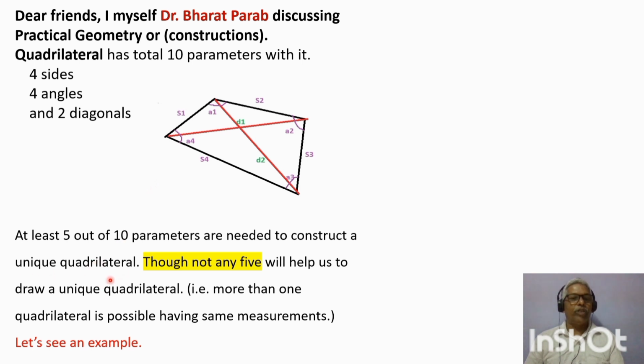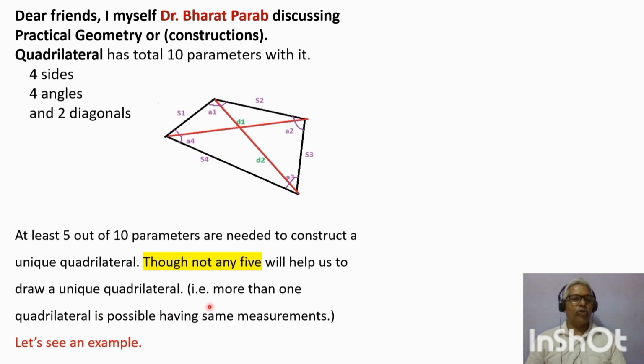What is unique? Unique means only one can be drawn. If you try to draw another one, that will be overlapped on that. That is unique. We will come to know the exact meaning of this as we proceed further. For the time being, you go through this comment. Not any five parameters will help us to draw a unique quadrilateral. Not that any five are given. So we will study what this sentence means.